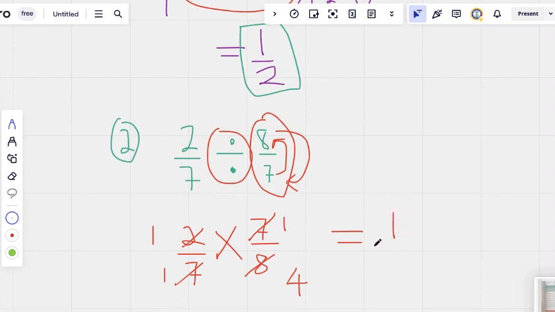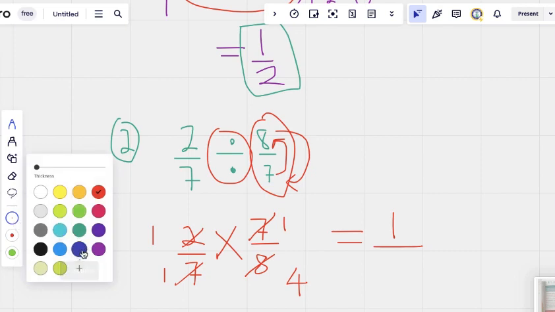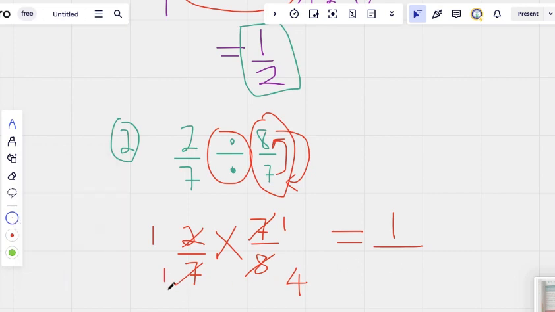1 multiplied by 1 is 1. Don't say 1 multiplied by 1, 2, okay? If you do that, you need a proper school. Then, in the denominator side, you say 1 multiplied by 4, you get 4. So this is the answer we get if we do this division.